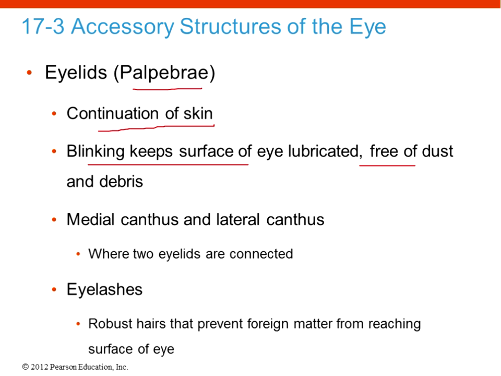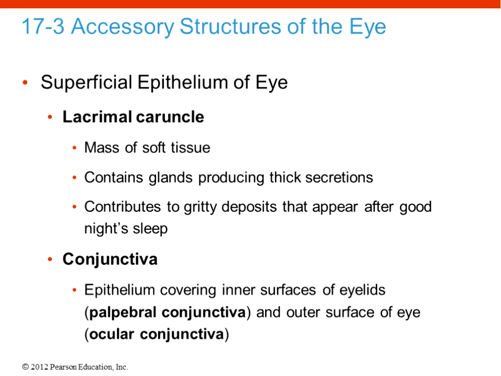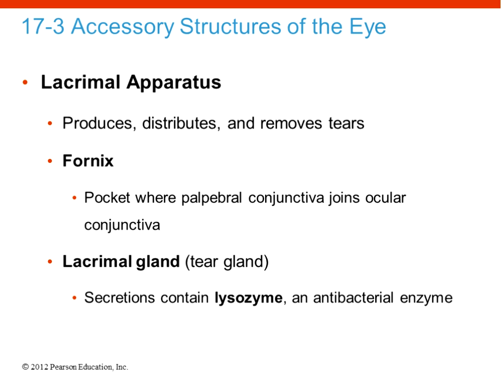And these two eyelids come together, as I said, at the medial and lateral canthus. They also have eyelashes on them, which are much more robust hairs that are going to help protect and keep things from entering our eye. So that's one structure of the eyelids. Another one is the lacrimal caruncle, which is a mass of soft tissue in the corner of the eye. We also have the conjunctiva. We have a palpebral conjunctiva, which is part of the eyelid, of course, and then you have an ocular conjunctiva, which is actually on the eye. And it's just a thin epithelium covering the inner surface of the eyelids. You've probably heard of conjunctivitis, otherwise known as pink eye, when that becomes inflamed.